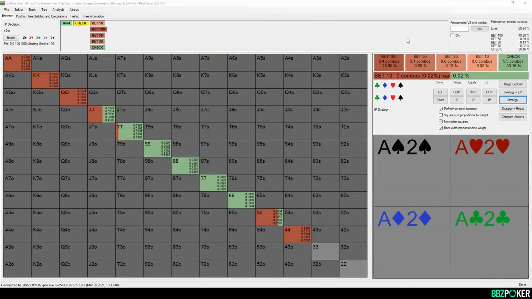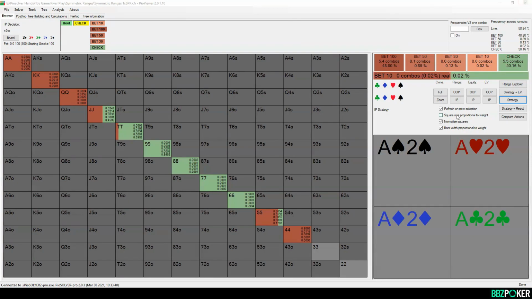What's the difference for the in position player? It's the power of the check. It's math based, but just for us, stories are easier. It's the power of the check. When you're out of position, the check is very weak. You're just betting zero.